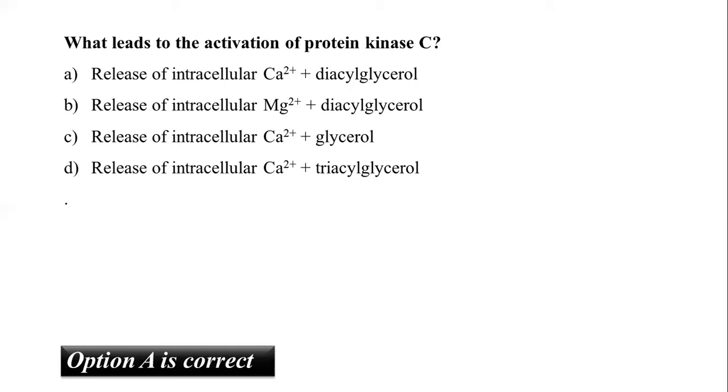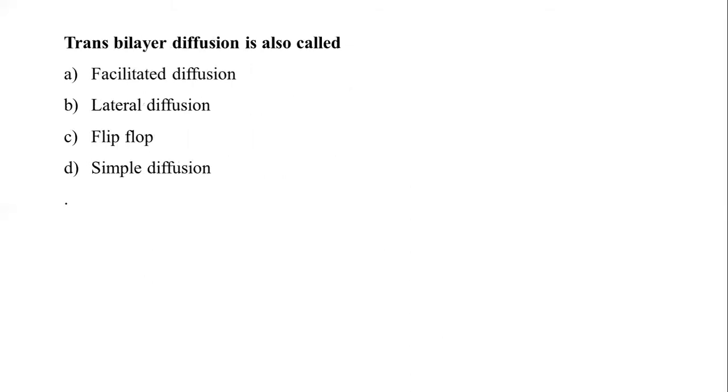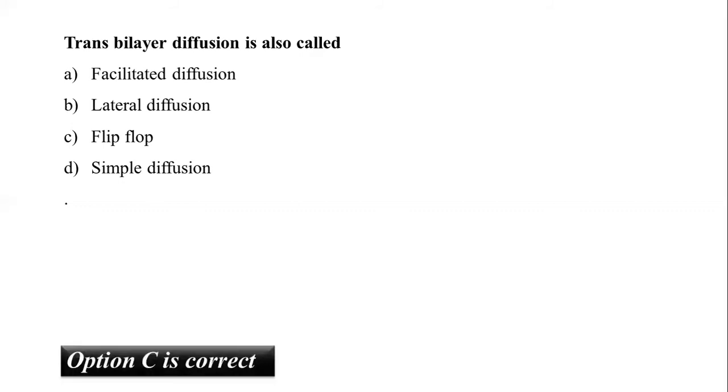The next question is asking what transbilayer diffusion is also called. Transbilayer diffusion is also known as flip-flop. When the phospholipid migration occurs from the inner side of the bilayer to the outer side, it is denoted as flop, and it is denoted as flip when it occurs in the opposite direction. So the right answer is flip-flop, which is option C.